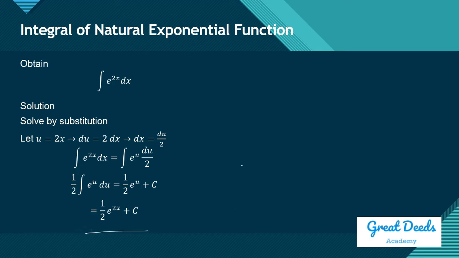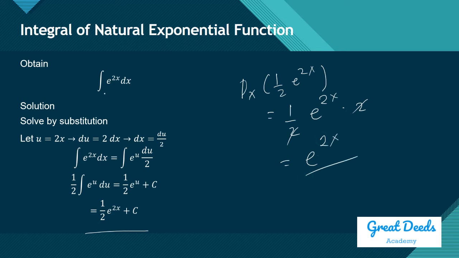plus c. If you want to check if you got the correct answer, all you have to do is get the derivative of this result with respect to x. And what is this equal to? So 1/2 is a constant coefficient. You just copy it. The derivative of e to the 2x is e to the 2x times 2. 2 divided by 2 is 1. So this leaves you with e to the 2x. And that is precisely what we are integrating with respect to x.